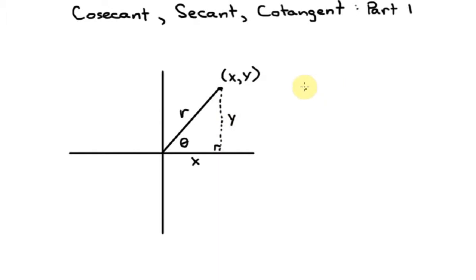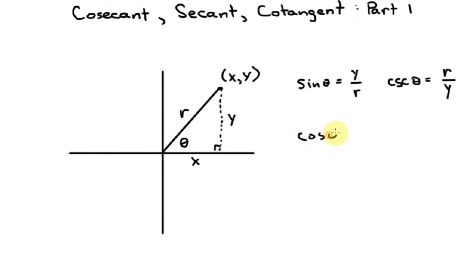Now, we've defined in the past the sine of theta to be opposite, or y, over the hypotenuse r. Well, what we're now going to do is define a new trig function called cosecant of theta, and it's actually the reciprocal of sine. Instead of opposite over hypotenuse, it's hypotenuse over opposite. And that's pretty much all there is to it. I mean, it works kind of the same way as sine did, except it's the reciprocal of sine.